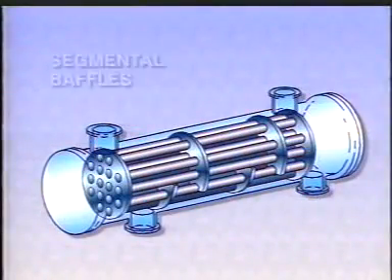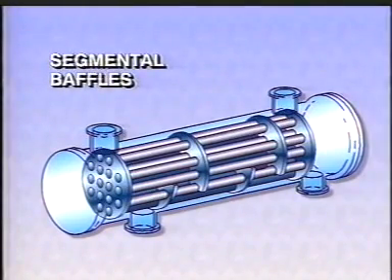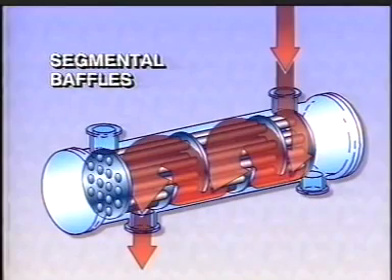Another arrangement involves segmental baffles. They can be cut vertically or horizontally and are positioned to face in alternate directions. These baffles will allow the fluid to flow across the tubes a number of times and keep the fluid turbulent. The more turbulence, the more energy is transferred.